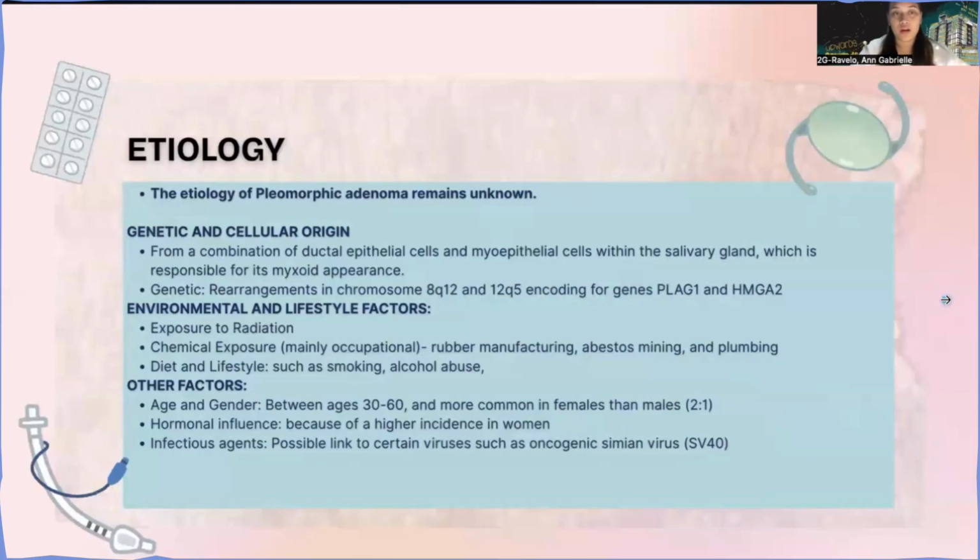Others may include environmental and lifestyle factors, such as exposure to radiation and chemical exposure, which are mainly occupational, such as rubber manufacturing, asbestos mining, and plumbing. It may also be influenced by diet and lifestyle, such as smoking and alcohol abuse. Other factors include age and gender, which occurs between ages of 30 to 60 and is more common in females than males, with a ratio of 2:1. It may also be influenced by hormonal influences because of a higher incidence in women, and infectious agents, which are possibly linked to certain viruses, such as the oncogenic simian virus SV40.